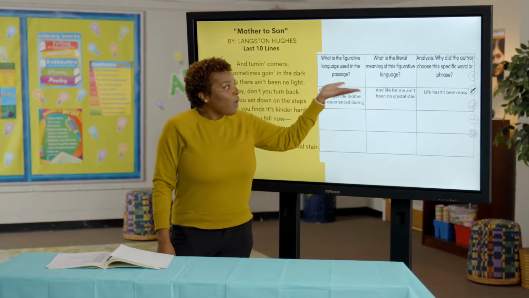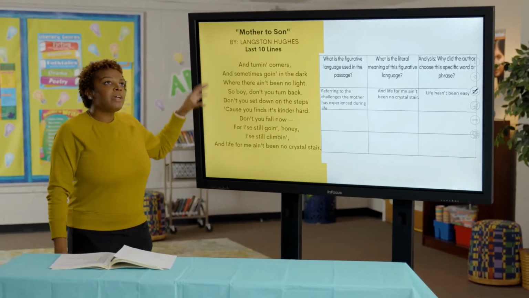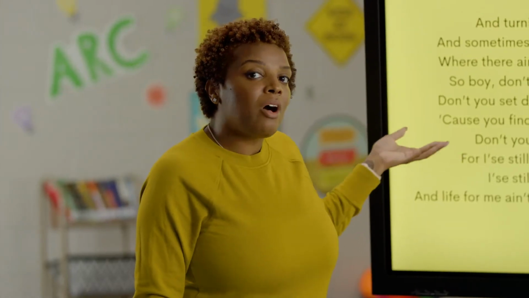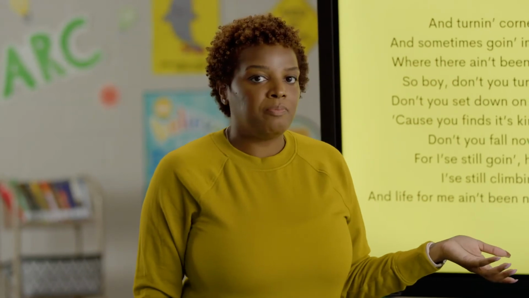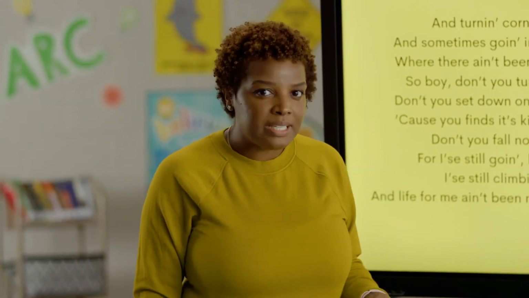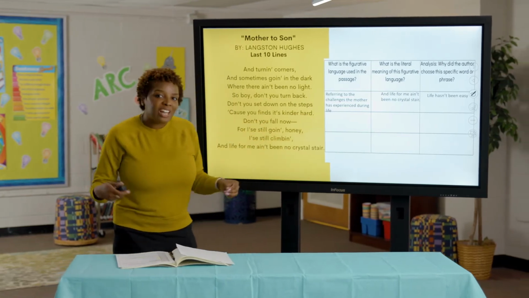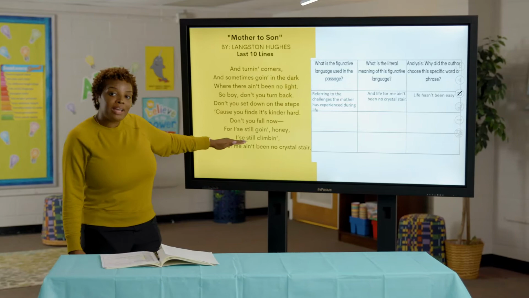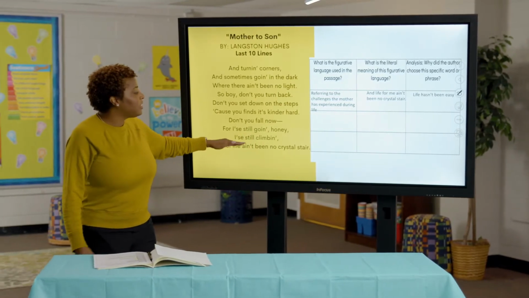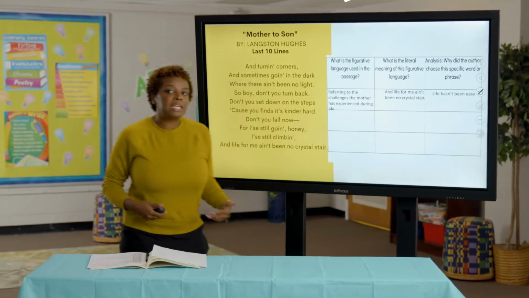And I said, why did the author choose this particular word or phrase? Based on my understanding of the meaning and what the author is trying to convey here, life hasn't been easy. It's had as many ups and downs, and the mother has gone through many challenges. However, when you keep going back through the lines of the poem, you'll see that she keeps climbing, even though life for the mother has not been easy.